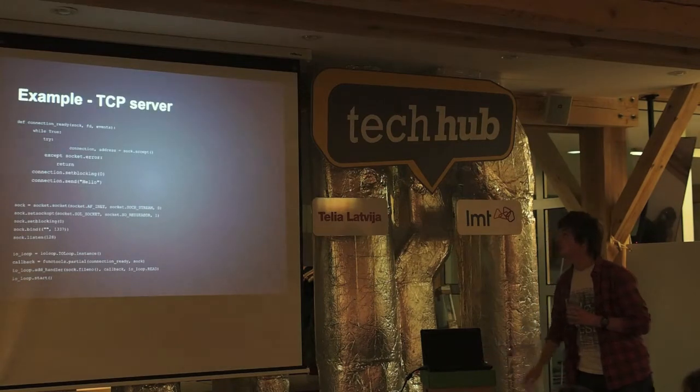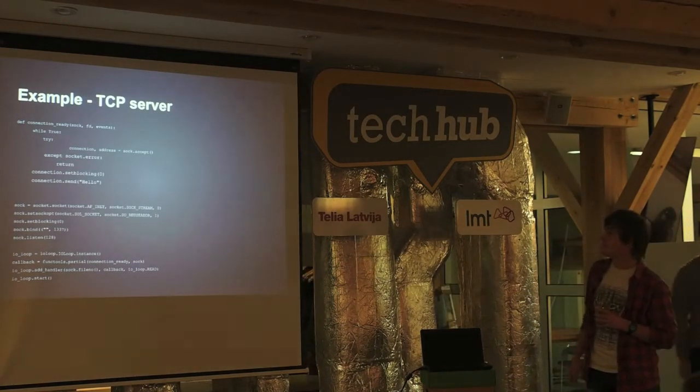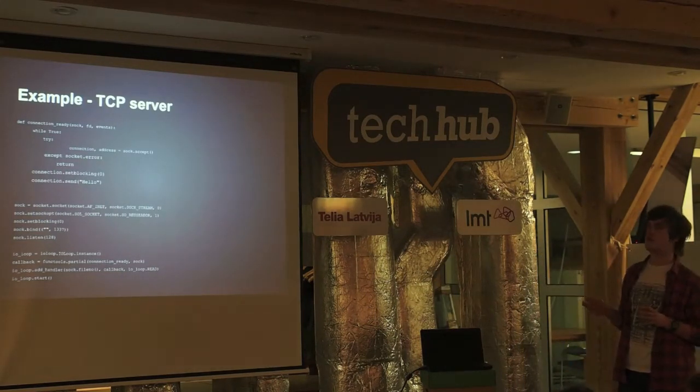You can create a really simple TCP server just with this. So you define a non-blocking socket, and then you start an IO loop and give the connection ready function as the callback to that. And you just send data while the socket is open on the other end. So this is a really simple example, which is not using any Tornado web app features, just the IO loop.